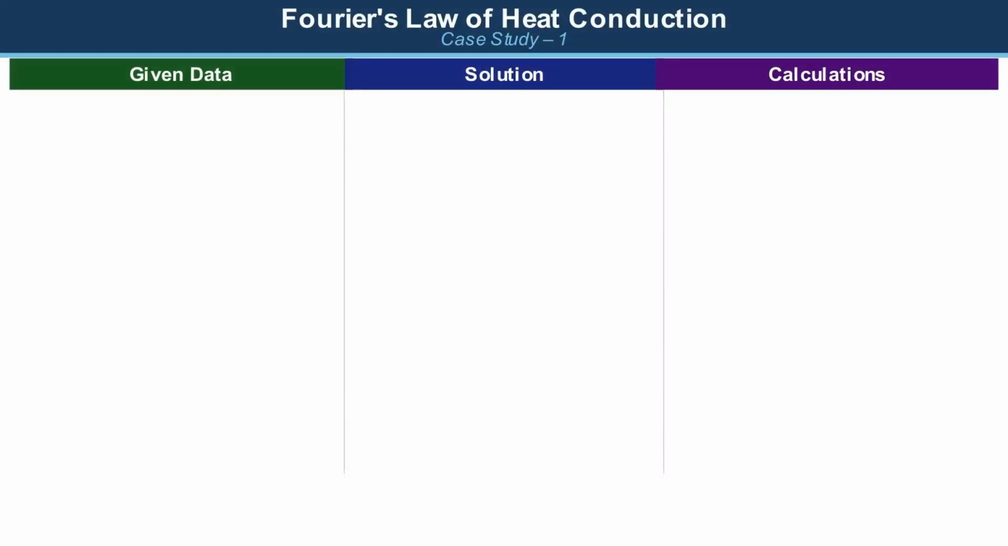From the problem, we identify the following given values. The length of the roof, L, is 6 meters. The width, W, is 8 meters. The thickness of the concrete slab, delta X, is 0.25 meters. The thermal conductivity of concrete, K, is 0.8 watts per meter degree Celsius. The inner surface temperature, T1, is 15 degrees Celsius, and the outer surface temperature, T2, is 4 degrees Celsius, and the time duration, t, is 10 hours.